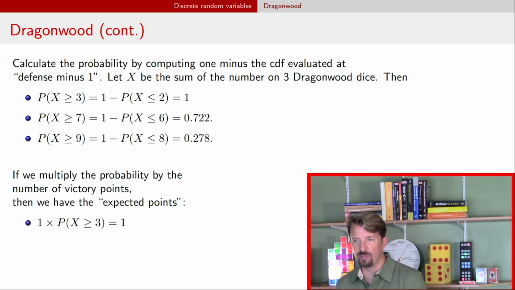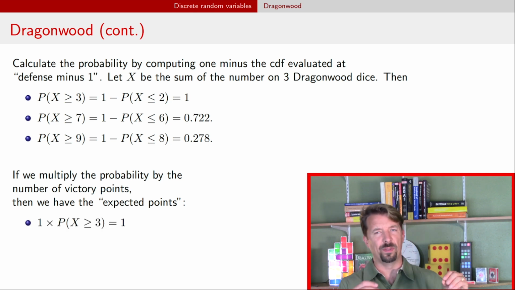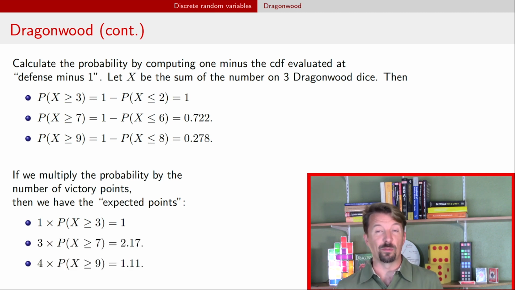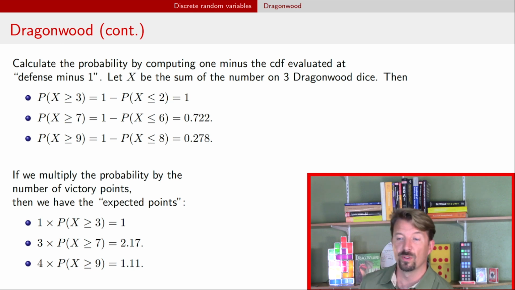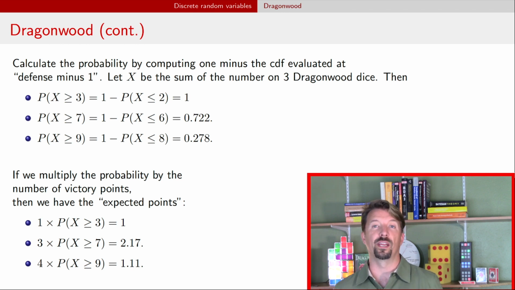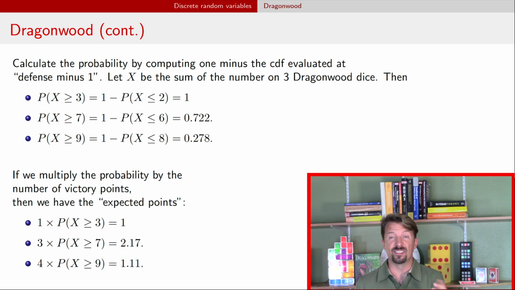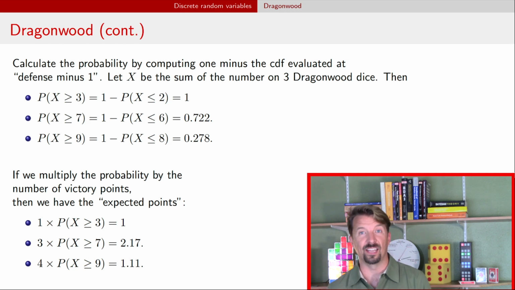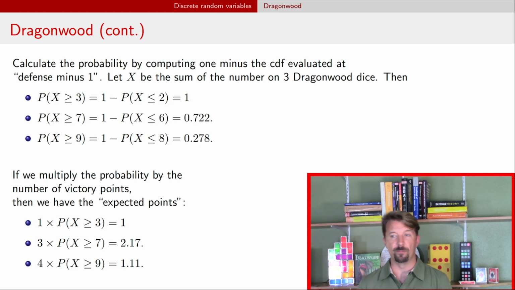If we do that, we take 1 times the probability of being greater than or equal to 3, which is 1 because we always are. Then 3 times the probability of being greater than or equal to 7 is 2.17, and 4 times the probability of being greater than or equal to 9 is 1.18. So one approach to making this decision is to choose the one that has the highest expected points. In this case, that was going after the 3 victory point monster that had a defense of 7, because you're expected to get 2.17 victory points when you do that.